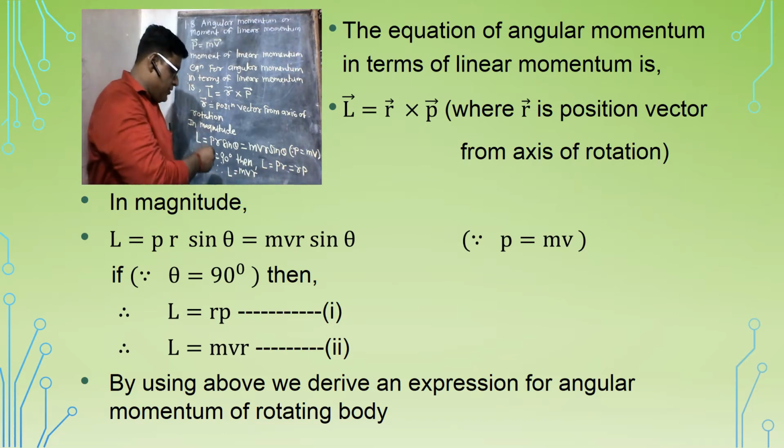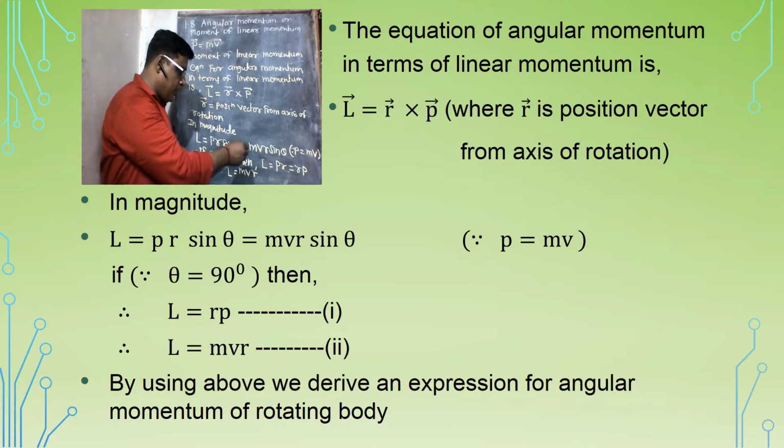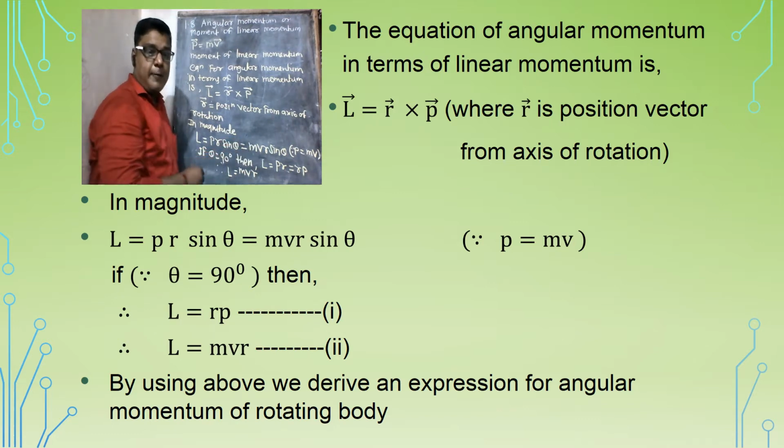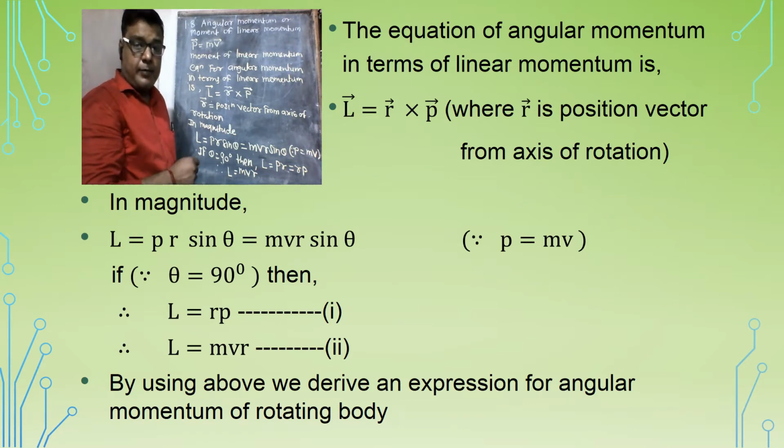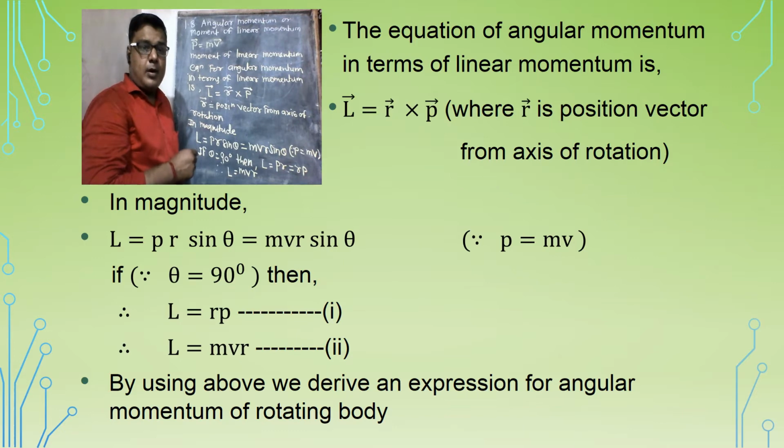Now, by using these equations, L is equal to RP or PR and L is equal to mvr, we can derive the expression for angular momentum of a rotating body.